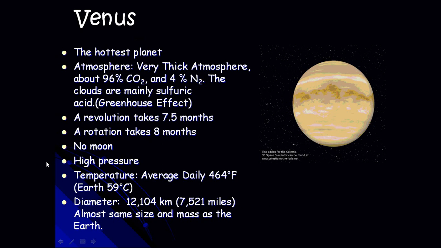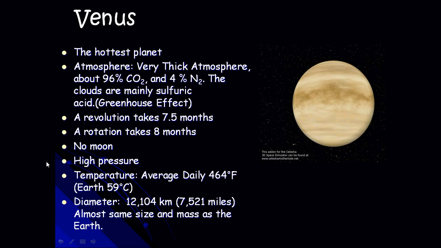Now, moving on to Venus. Venus is regarded as the hottest planet, and there is a very logical reason for that. The atmosphere is very thick. It contains about 96% carbon dioxide and 4% nitrogen. In these clouds are large amounts of the caustic, very dangerous sulfuric acid. The combination of these two things causes the greenhouse effect, where heat is trapped inside of that atmosphere and contained, where it's not able to leave, and essentially cooks the planet, making it very hot.